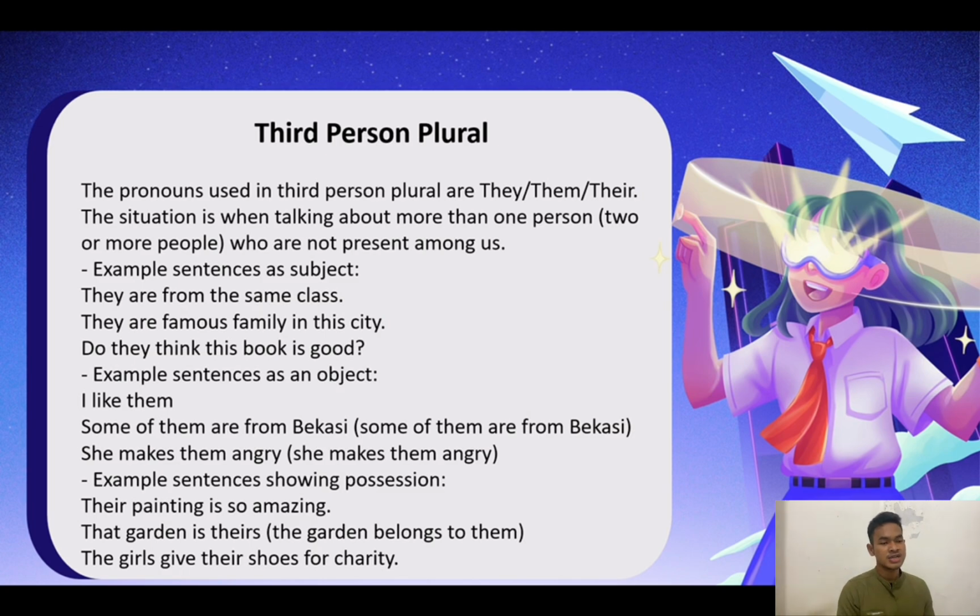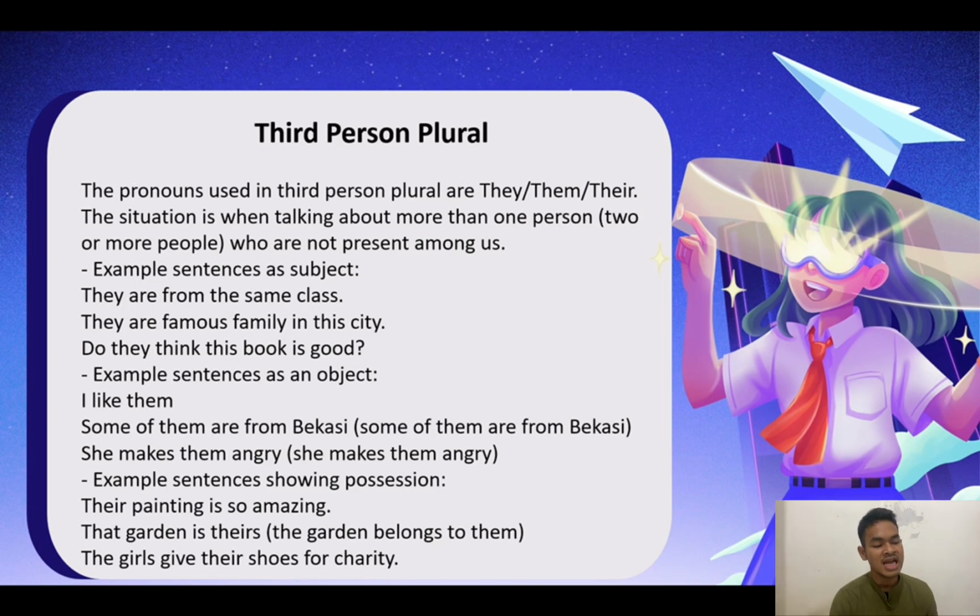Next is third person plural. Pronouns used in the third person plural are they, them, and their. The situation is when talking about more than one person, or two or more people, who are not present among us.